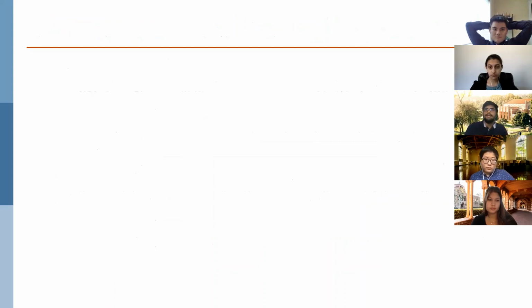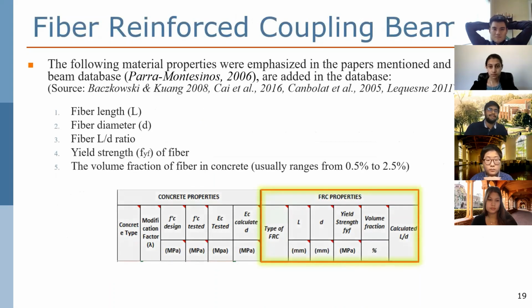Next up, we have some literature review on fiber reinforced coupling beams. Reading Parra's paper and Bukowski and Kai's, I included a couple more columns, which include fiber length, fiber diameter, the aspect ratio of the fiber, the yield strength of the fiber, and the volumetric ratio of the fiber. These parameters will later be used in regression models, so they were important.